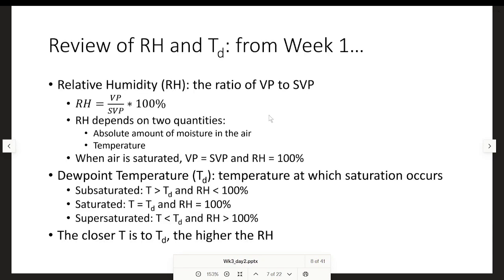So, review from week 1, but we're in the summer and we've got to really get on it, so this is review from day 1. The vapor pressure over the saturation vapor pressure times 100% is the relative humidity, and it depends on the amount of moisture in the air and the temperature of the air. If the air is saturated, the vapor pressure and the saturation vapor pressure are equal, and so the relative humidity is 100%.